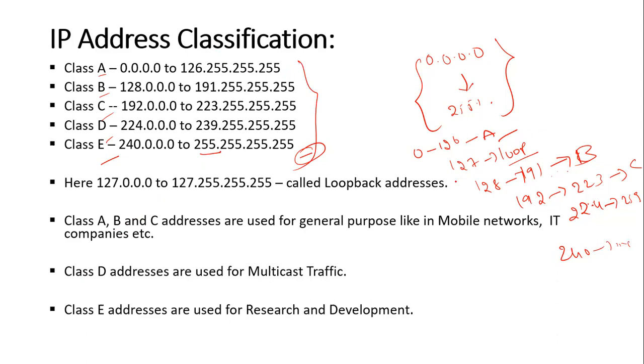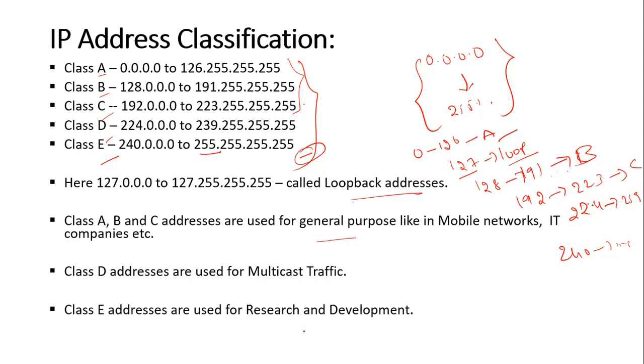Among them, we have the 127 series IP addresses, which are nowhere mentioned in the classification because they are loopback IP addresses, which do not come under these classes. Here Class A, B, C addresses are used for general purpose. If any organization wants to assign an IP address, we have to use A, B, C IP addresses only. But Class D and Class E are used for different purposes.